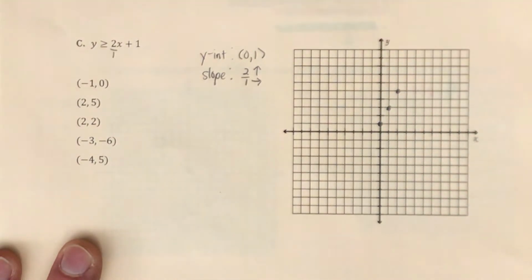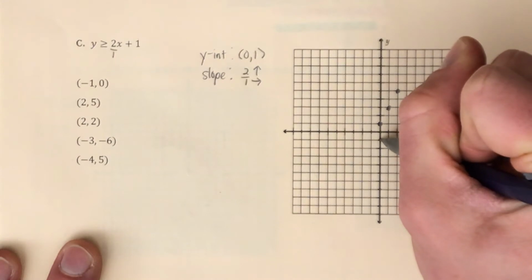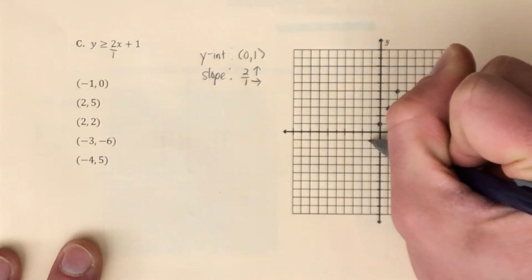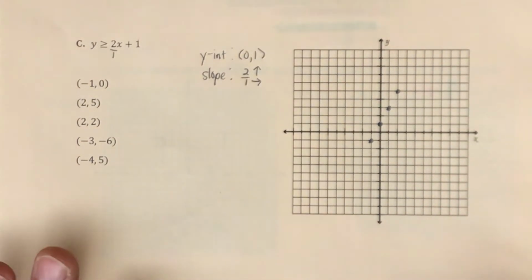Now again, just as a friendly reminder, you can always do the opposite of both those things. So instead of rising 2, I can fall 1, 2, and instead of moving to the right 1, I can move to the left 1. And that still should be a point on our line, which it is.